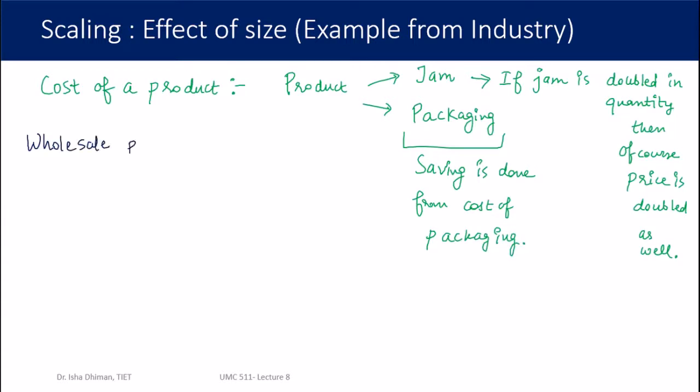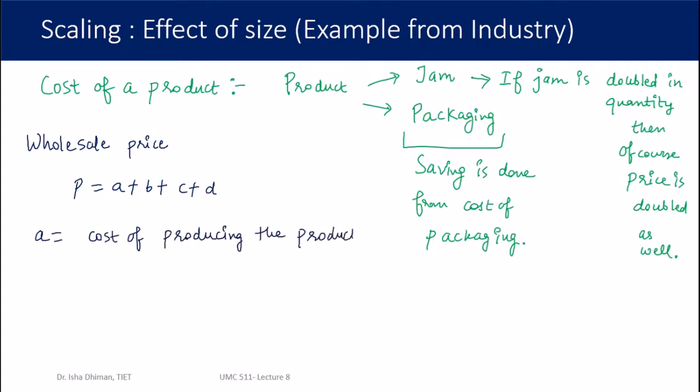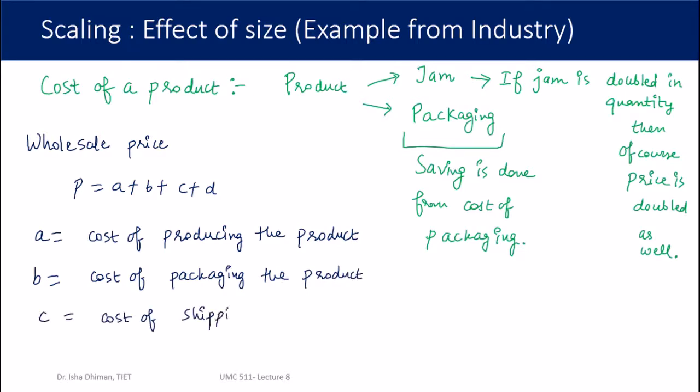We define the wholesale price as the sum of A plus B plus C plus D, where A is the cost of producing the product, B is the cost of packaging the product, C is the cost of shipping, while D is the cost of packaging material. Do not get confused between B and D.